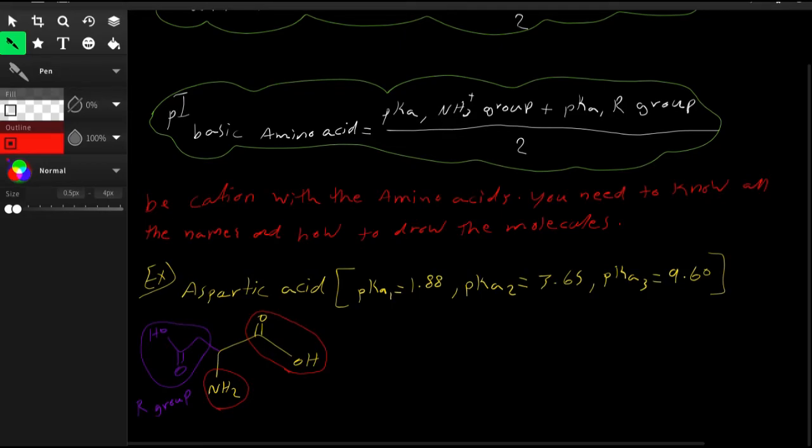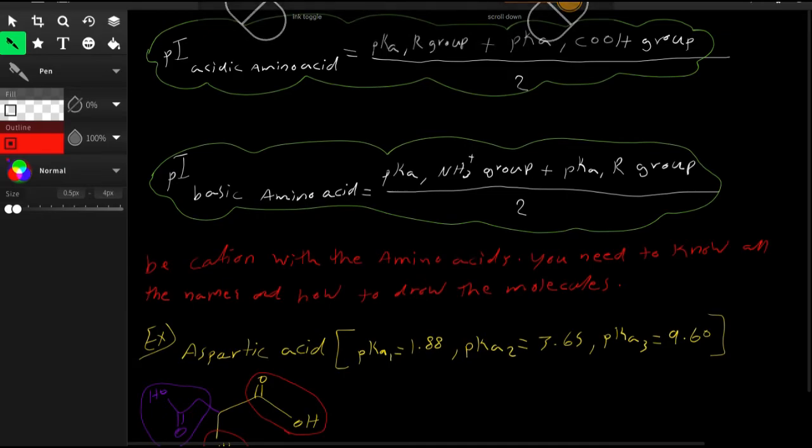So we know the pKa for the carboxylic acid is always about 2, and we know the amino group has a pKa between 9 to 12. So the R group is this one. We go back to the formula. Aspartic acid is considered a negatively charged acidic side chain. So this is negatively charged, which means it's acidic. It says here that for the acidic, the pI is the pKa of the R group plus the pKa of the carboxylic group.